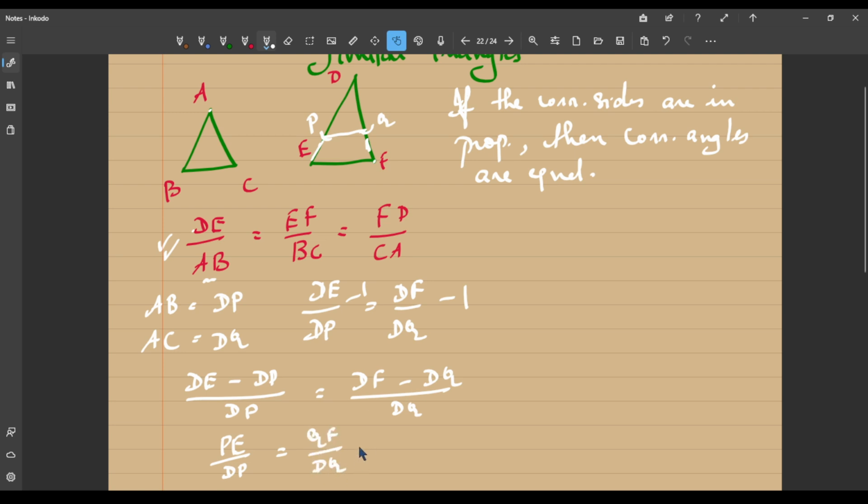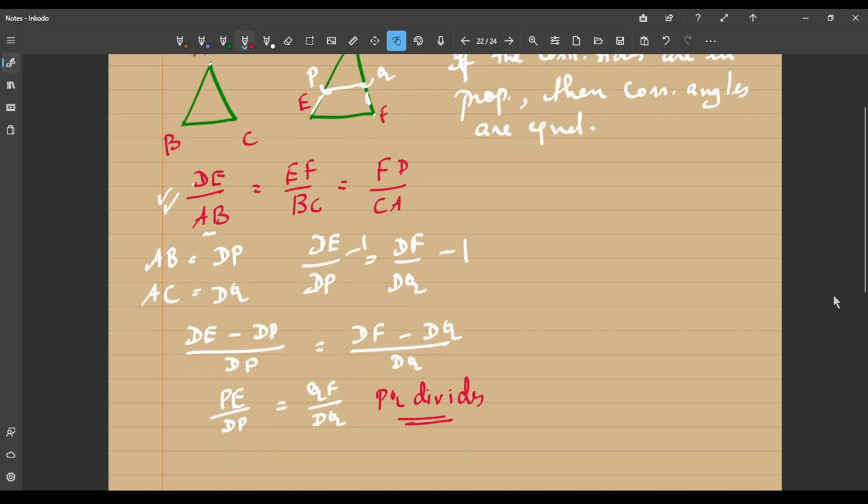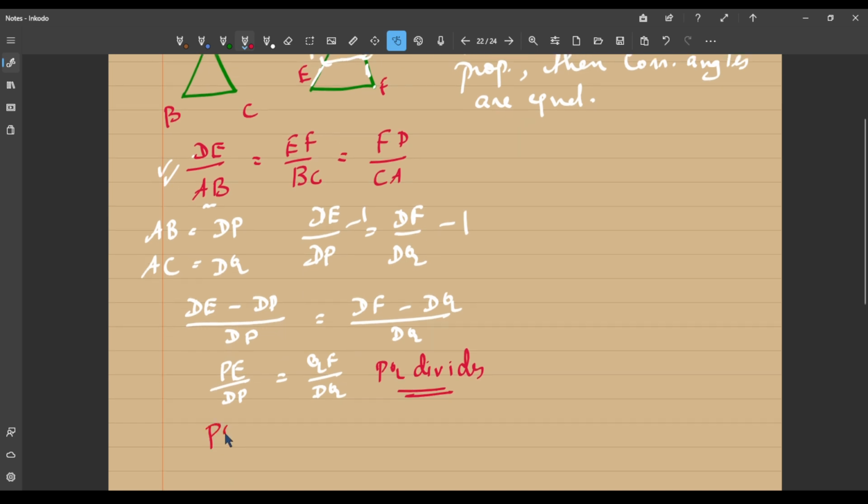And this particular ratio says that PQ divides both the sides in the same ratio. So can we conclude that PQ is parallel to EF, because we have the basic proportionality theorem which says that if it divides in the same ratio, then it is parallel, or if PQ is parallel to EF, then they divide in the same ratio. So now let us conclude that PQ is parallel to EF, right?